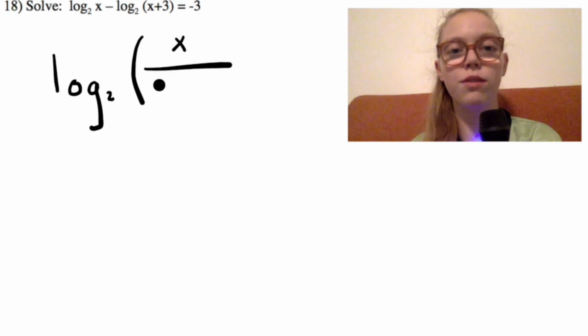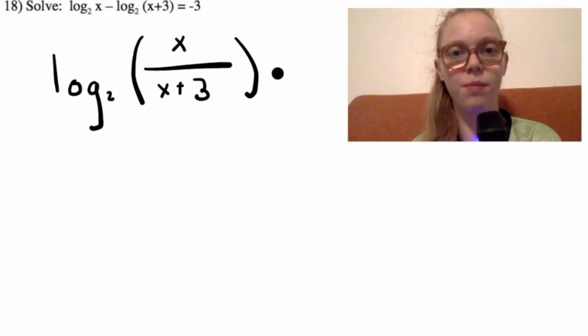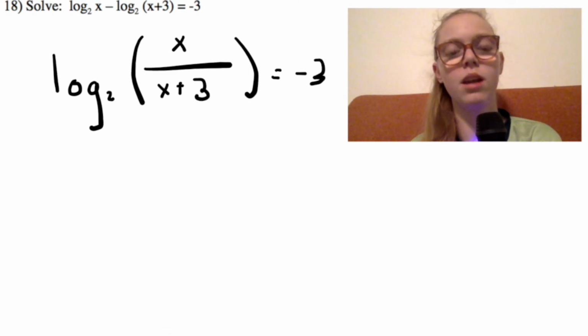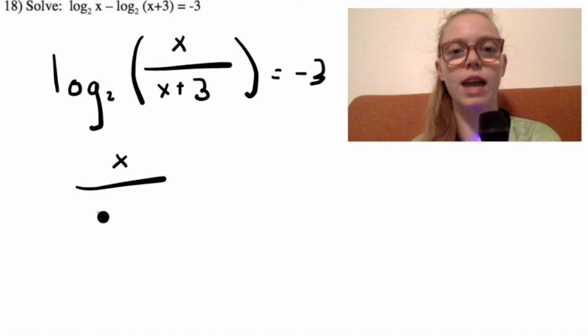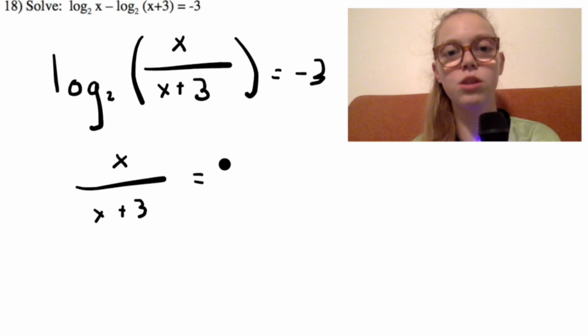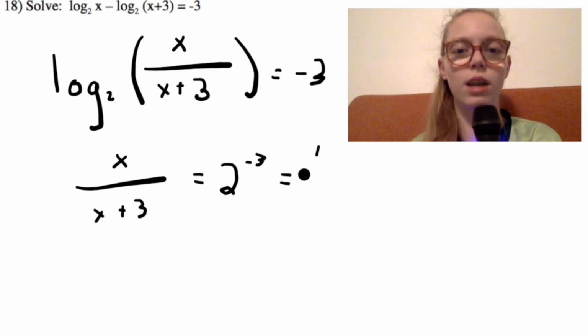So we can actually use the division rule here since we are subtracting. So it's log base 2 of x divided by x plus 3 equals negative 3. Now, we know that that means that x divided by x plus 3 equals 2 to the negative 3. And we know that 2 to the negative 3 is equal to 1/8.